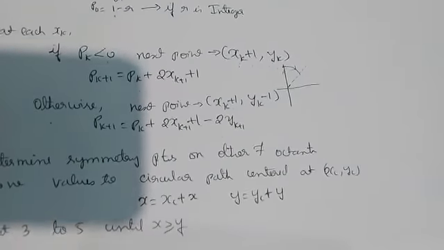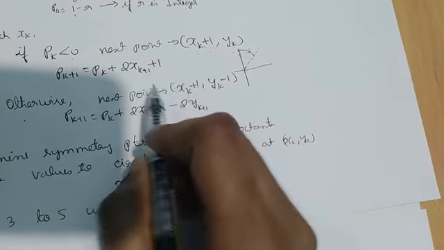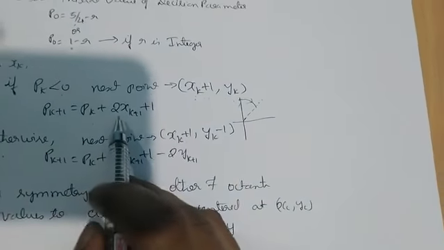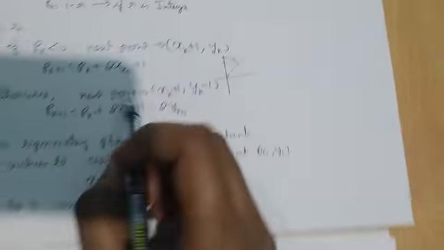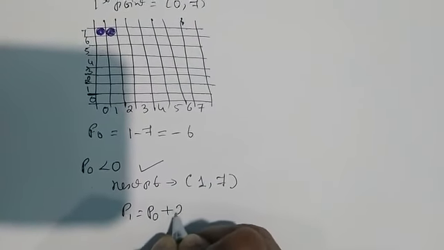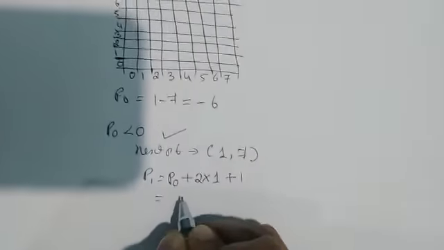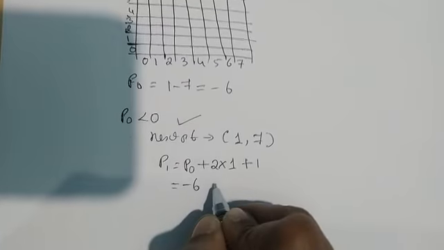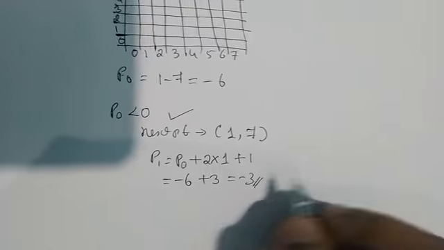Next, calculation of next p value. So p1 equal to, what is the formula? pk plus 2xk plus 1 plus 1. So this says that I am supposed to multiply the new value of x with 2. Okay, so what is the existing value of p naught? So p naught plus 2 into the new value of x, which is 1, plus 1. p naught is minus 6. Minus 6 plus 3, which is equal to minus 3.